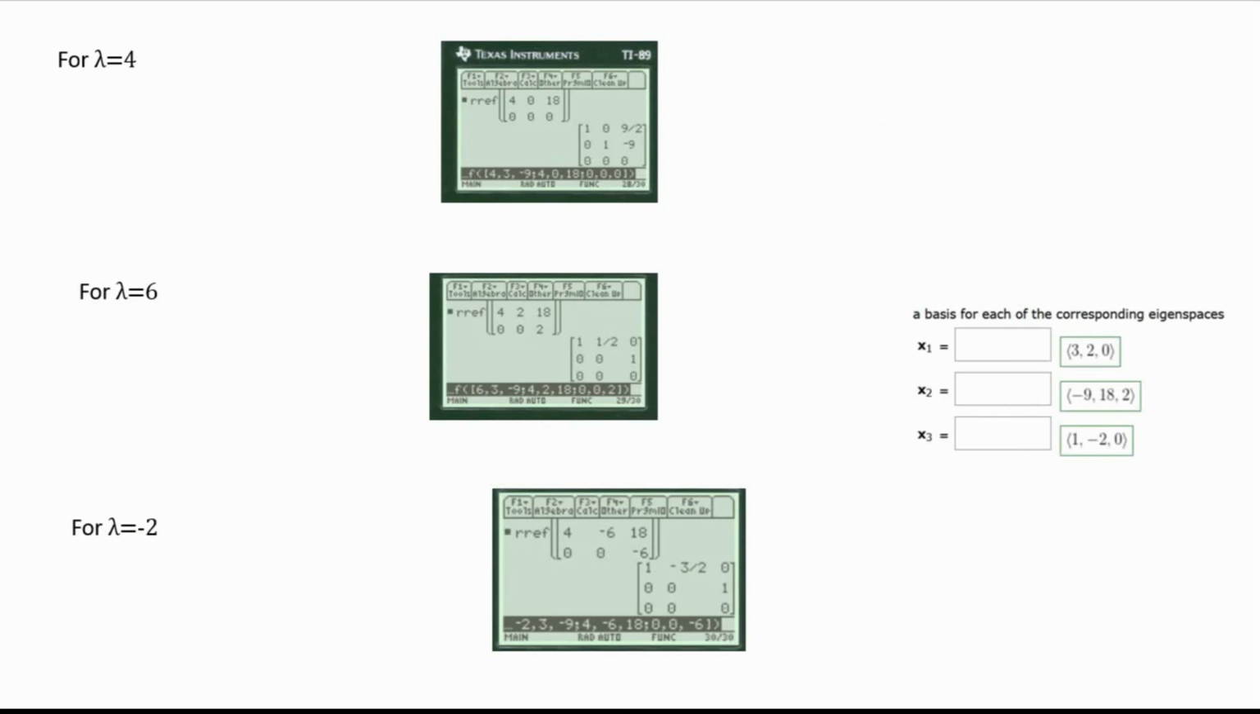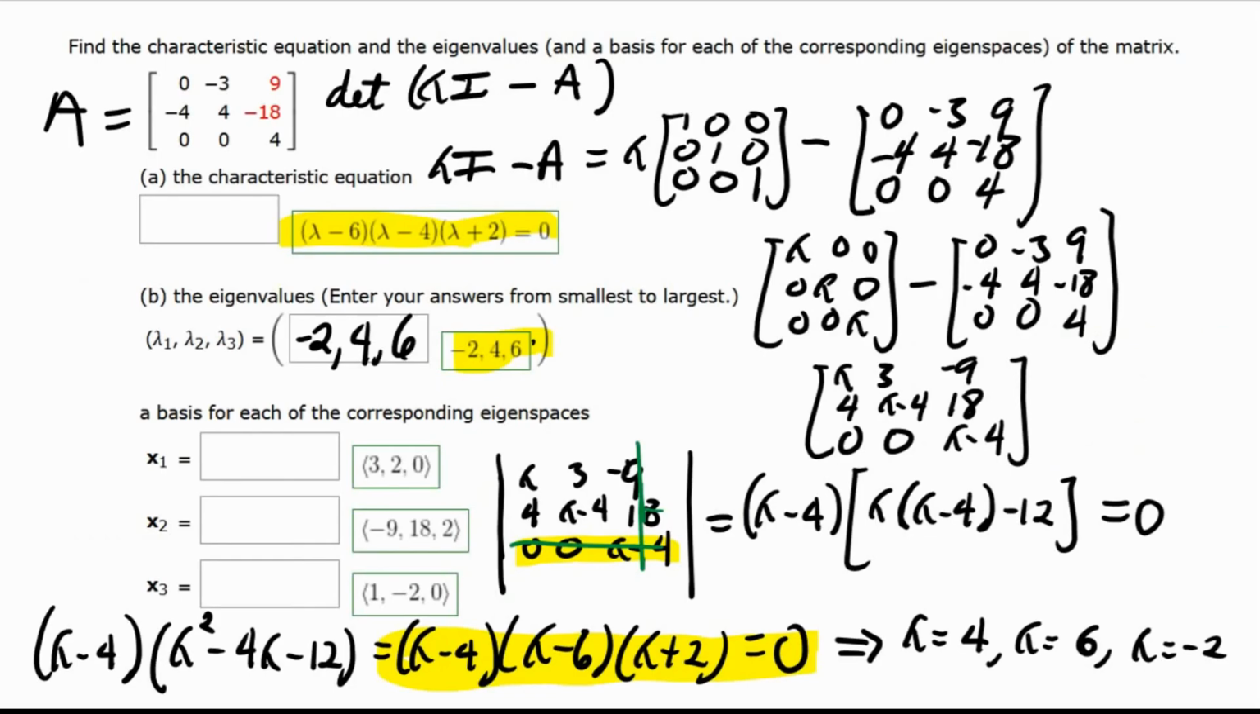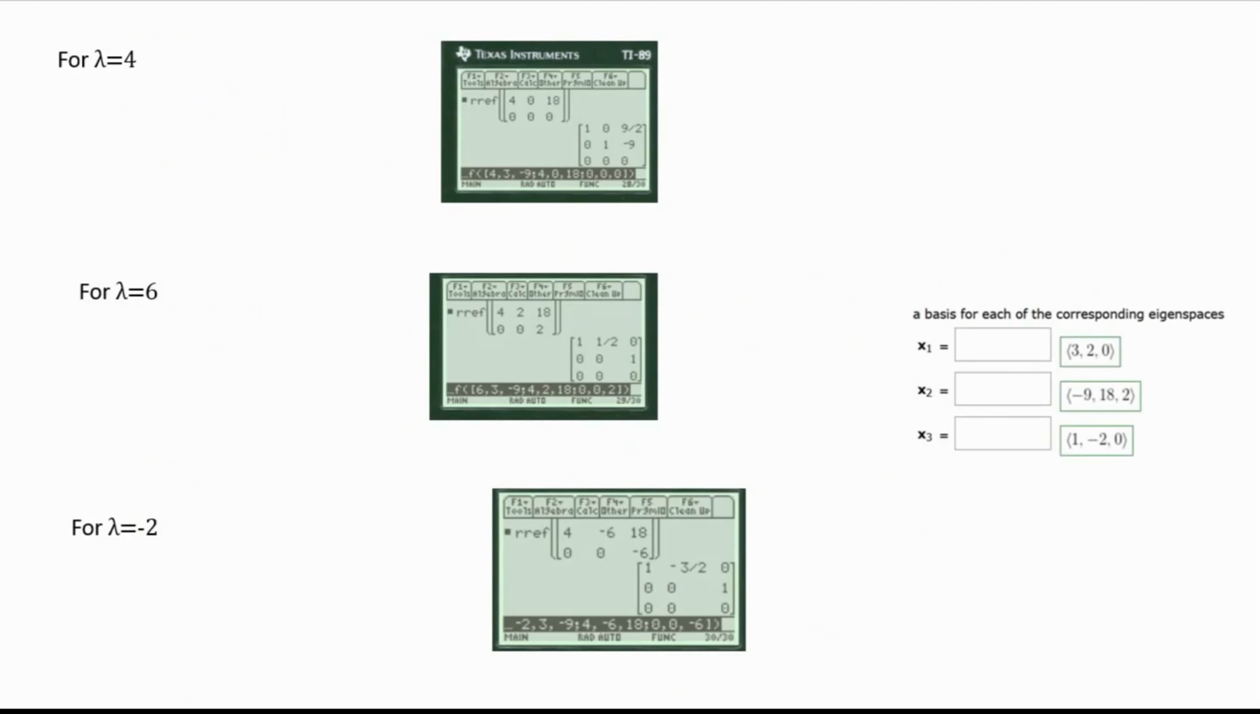So if lambda is equal to 4, we're actually looking at this matrix here. I'm going to plug in lambda equal to 4 and then reduce that matrix on our calculator, reduce row echelon form, and then solve the system. And we do that 3 times because we have 3 eigenvalues. So if lambda is equal to 4, we plug that into that matrix, and that gives us 4, 3, -9, 4, 0, 18. Just replace lambda with 4, 0, 0, and 0.